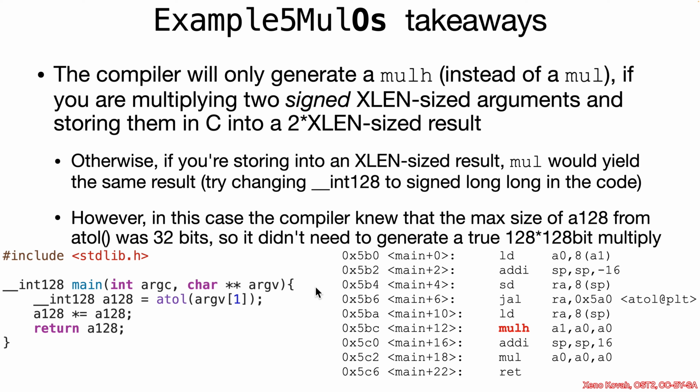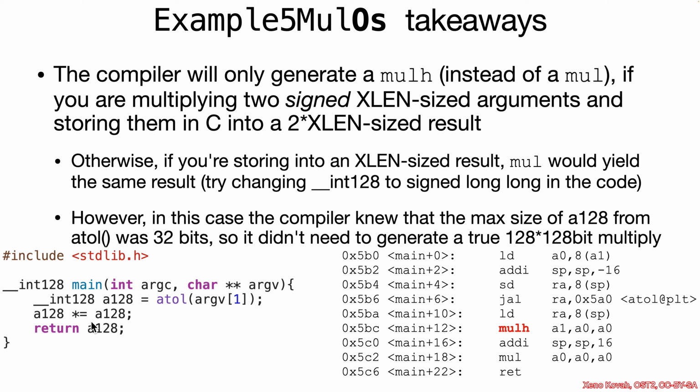So here we go. This is a situation where the compiler generates a mul-h instead of a mul-hu, and for that to occur, the compiler has to be thinking that it is multiplying two signed xlang-sized arguments times each other. In this case, it appears that the compiler recognized that the A2L, the ASCII string to long, which is a signed long, has a maximum value of a 32-bit value. So although it's storing that into the A128 as the initializing value, it's really just a 32-bit value sign extended up to a 64-bit value sign extended up to a 128-bit value.